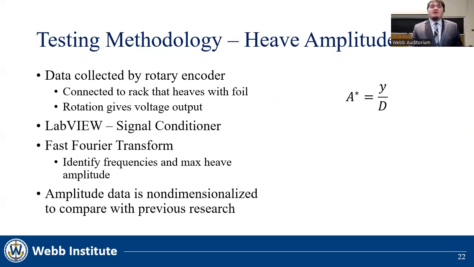First, with the non-dimensionalized heave amplitude, A star, where Y is a measured heave amplitude and D is the vertical foil thickness, in this case, the foil diameter. U star is a non-dimensionalized flow speed, in which U is again a measured flow speed, D is the foil thickness, and Fn is the natural frequency of the system.